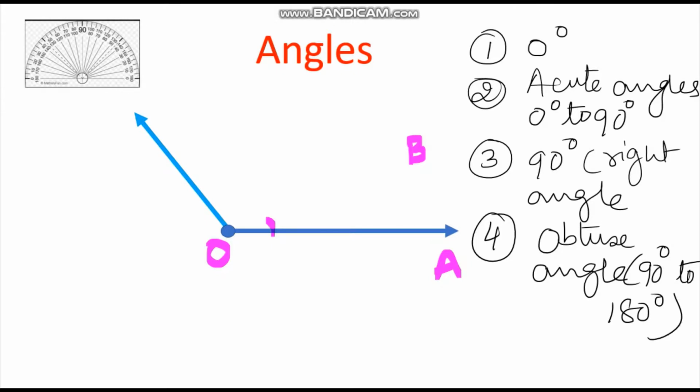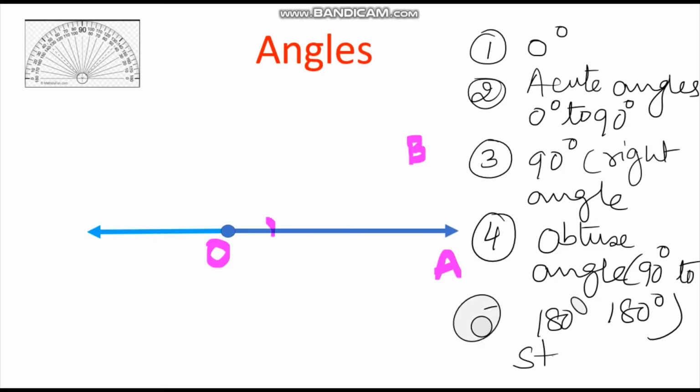Now see, when we will keep on moving this ray OB so that it coincides with OA on the opposite side. See here, now it is forming a straight line. Both OA and OB are opposite to one another, and here we are getting straight angle. Okay, what is your straight angle? 180 degree is known as straight angle.